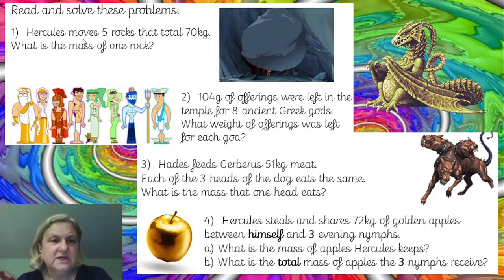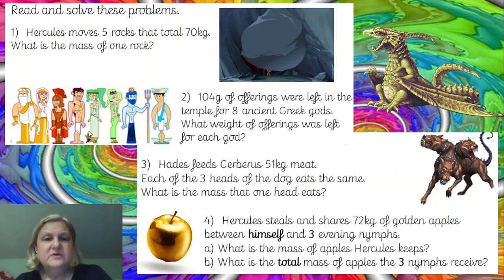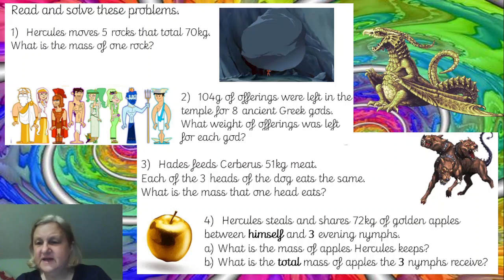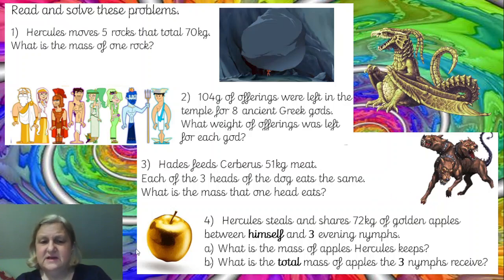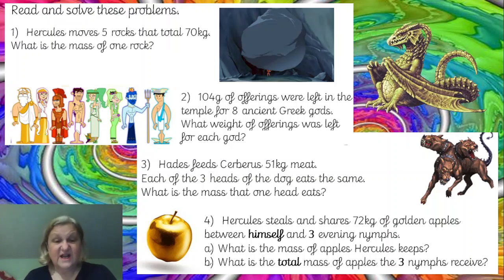We've got Hercules moving rocks. Here he is. You can just about see him. We've got some offerings being left at the temple. We've got Cerberus, and he's being fed with a load of meat. And we've got these golden apples that Hercules stole from, or got Atlas to steal from Hesperides.